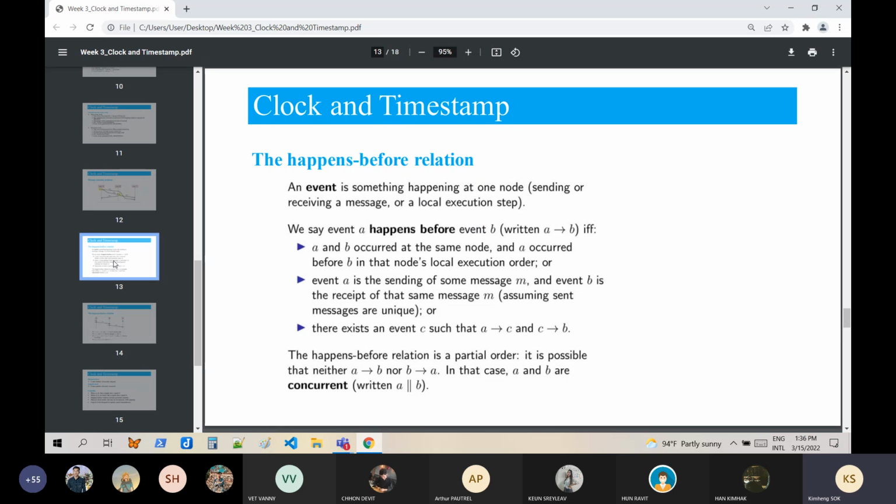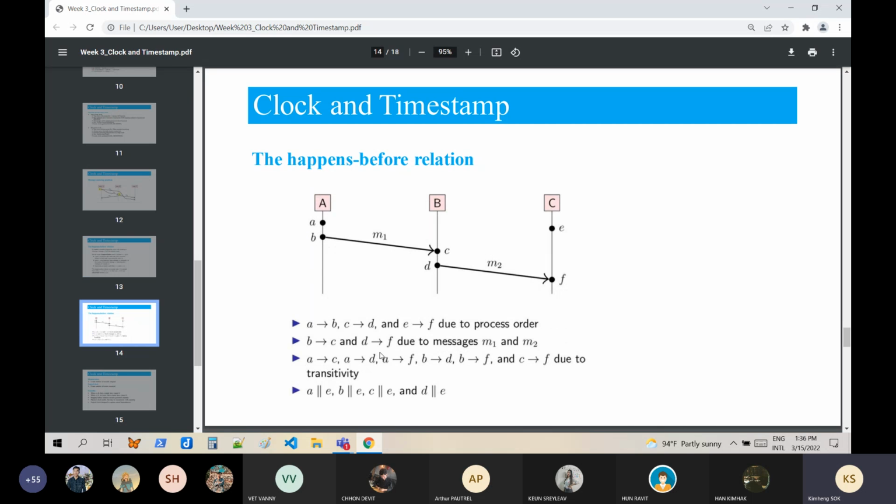Okay, so let's see this example. In this example, we have three computers. We have events A, B, C, D, E, F. We want to know which event happened before which event and which events are concurrent. If we count A and B, A must happen before B because it happens on the same computer. In that case we write A arrow B.